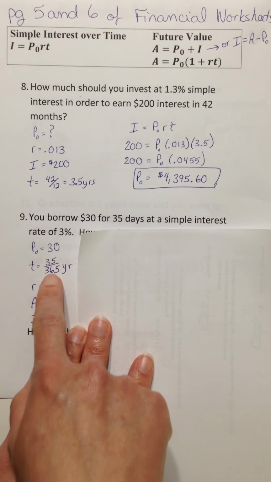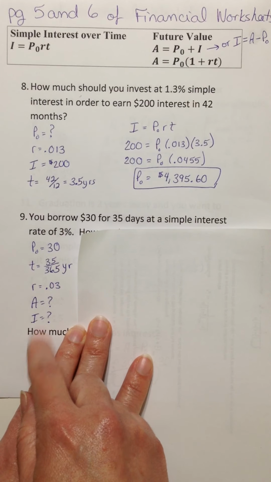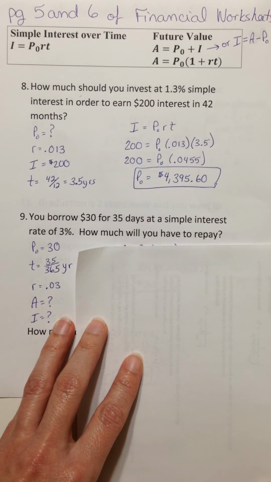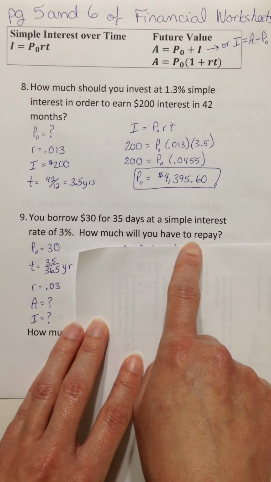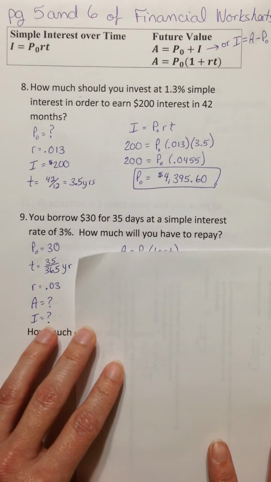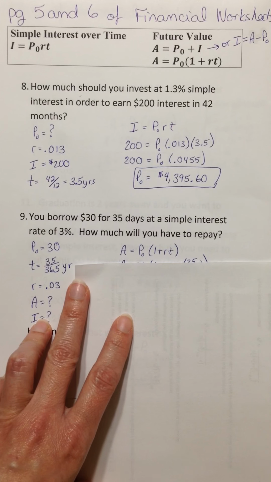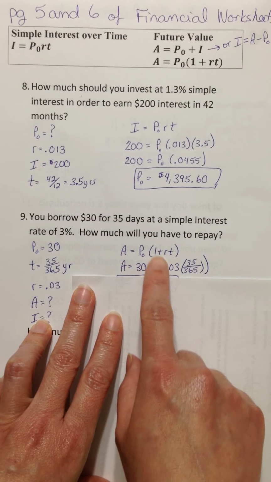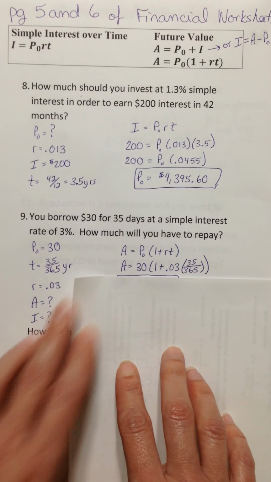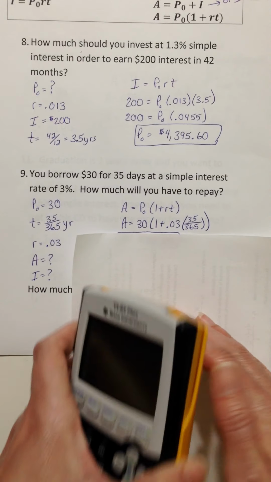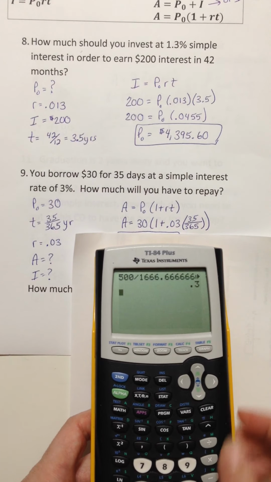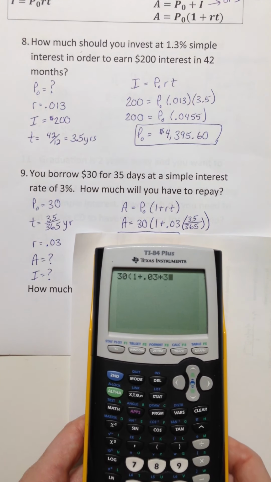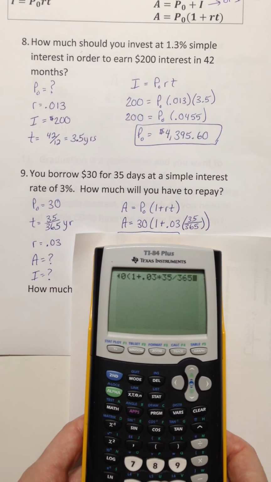So the P0 is 30, time is 35 over 365. Your rate's 0.03. You're looking for the future value, and down here you'll look for your interest. Right, so to find how much you'll have to repay, use your future value formula. So plug in the 30, the 1 plus the 0.03 times 35 over 365. You can put all of that into the calculator. None of that is variables. So you can do 30 times 1 plus 0.03 times 35 divided by 365.